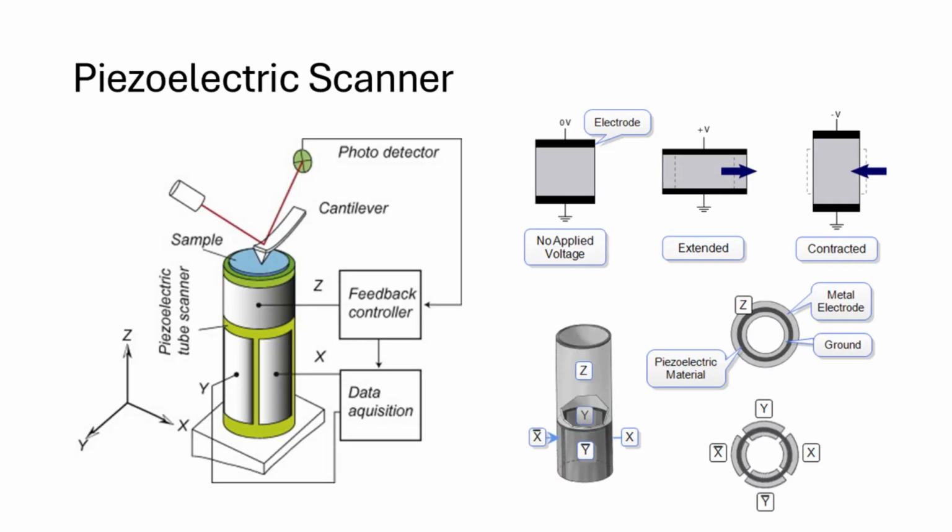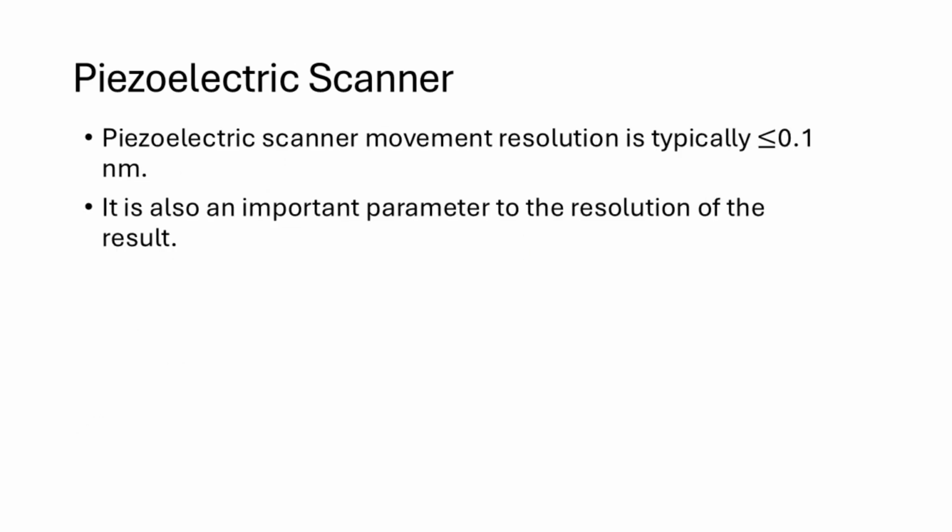Here is the piezoelectric scanner, and why we use piezoelectric is because the piezo material is controlled by a voltage, and it will move a very small distance with a large applied voltage. Piezoelectric scanner movement resolution is typically less than 0.1 nanometer. It is also an important parameter to the resolution of the result.